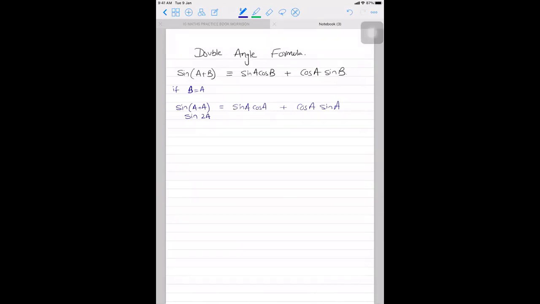Yeah. So I can reduce this formula down to sine of A plus A is going to be sine of 2A. And that is equal to sine A cos A plus cos A sine A. So it's the same value. So you can write 2 sine A cos A. Sine A cos A plus cos A sine A, it's just 2 sine A cos A. So this is the double angle formula for sine. Sine of 2A is going to be equal to 2 sine A cos A.